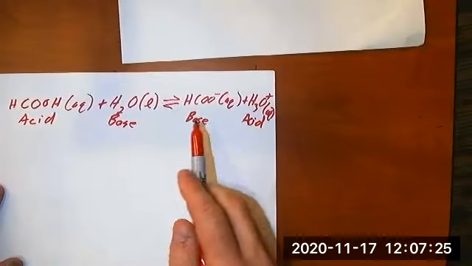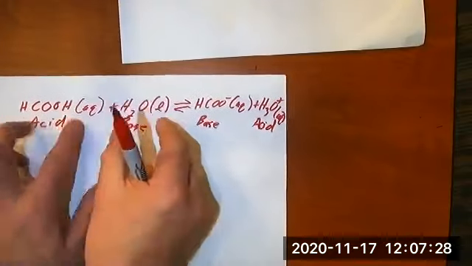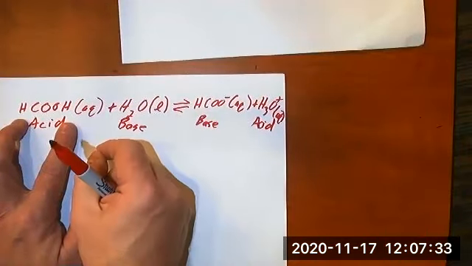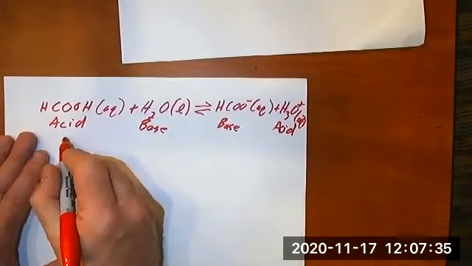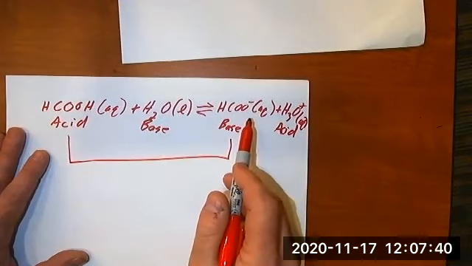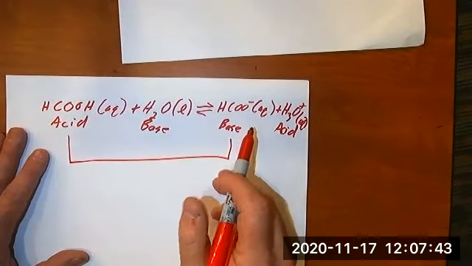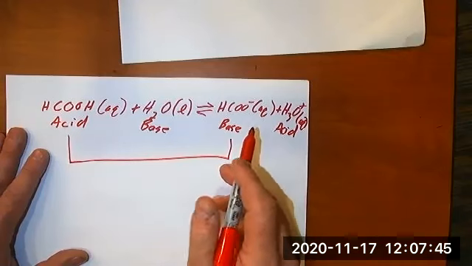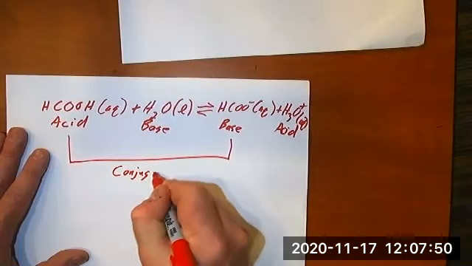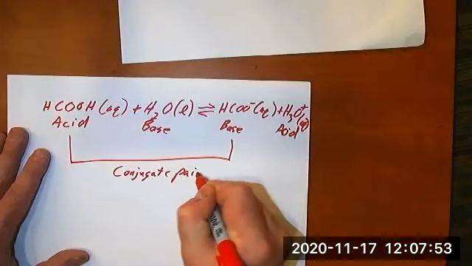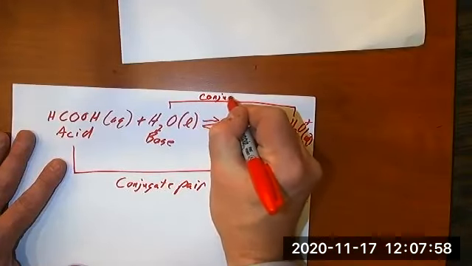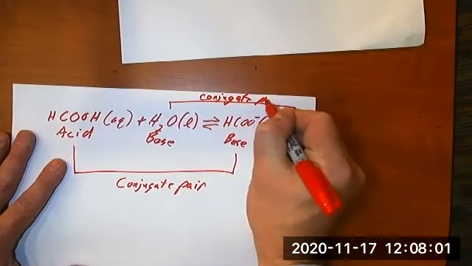So the way to think about this is as though you have two species that are basically giving and receiving these protons. This combination, the acid on the left and the base on the right, are essentially the same species, just with or without that proton. And so since it's the same species, we call them a conjugate pair. Similarly, the water and the hydronium are a conjugate pair.